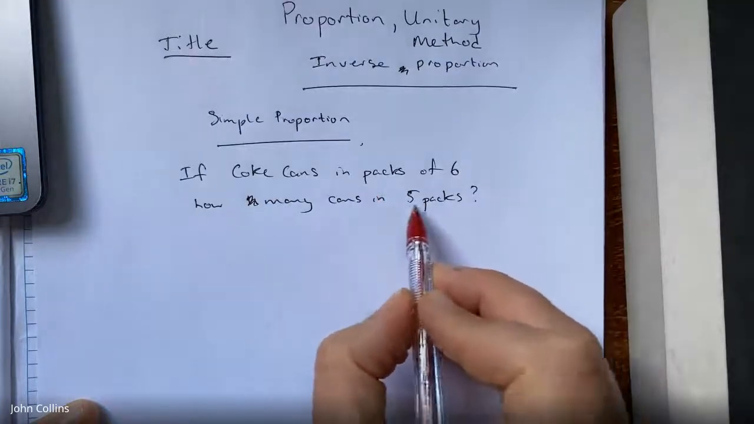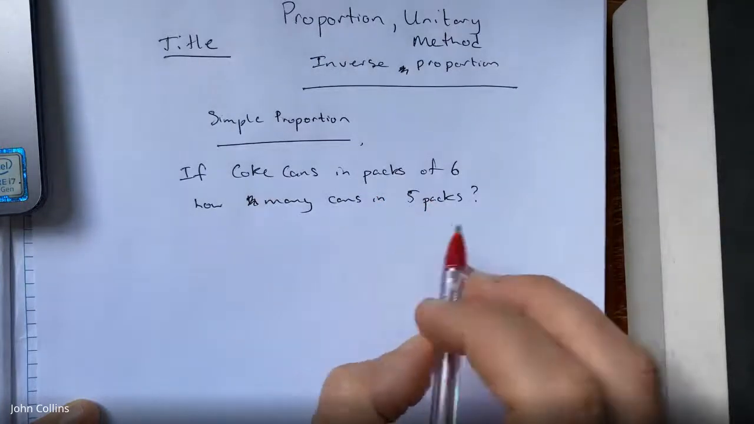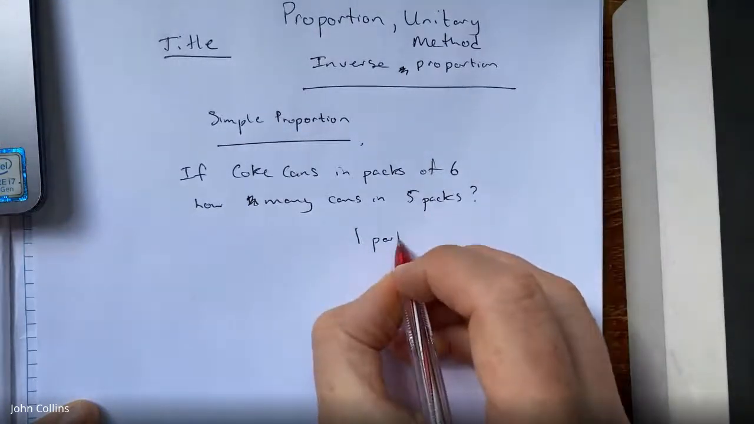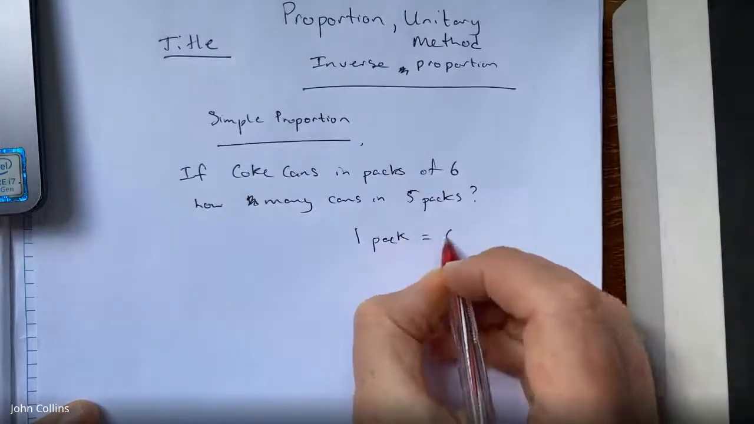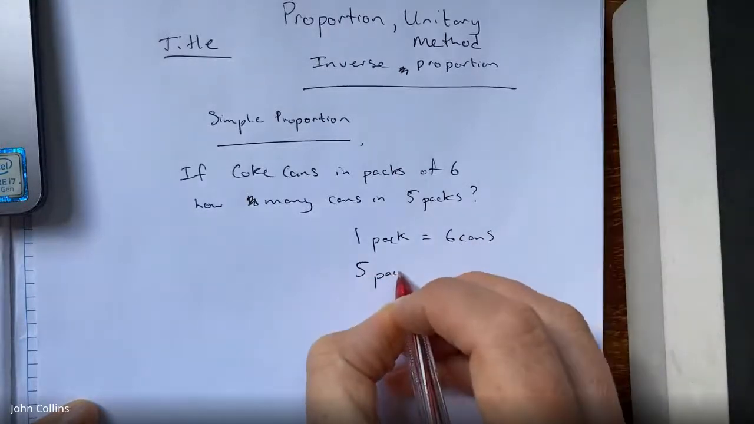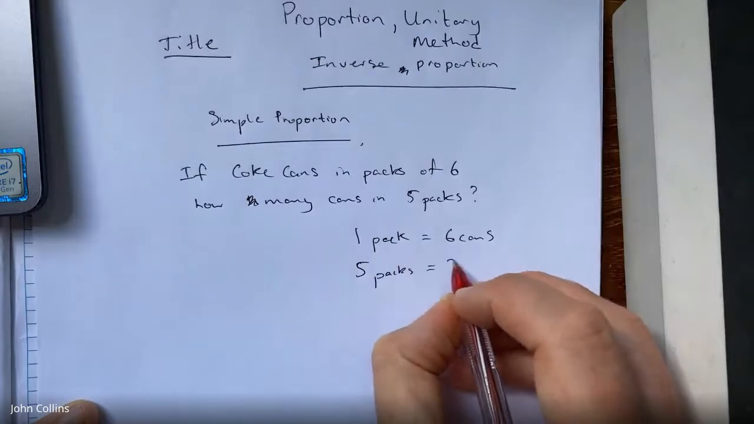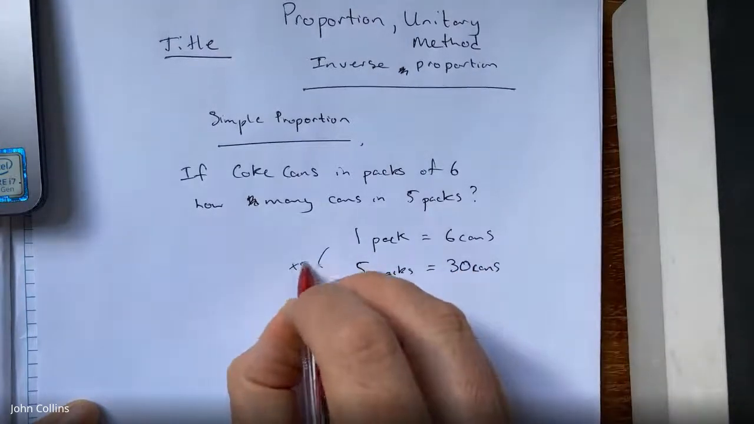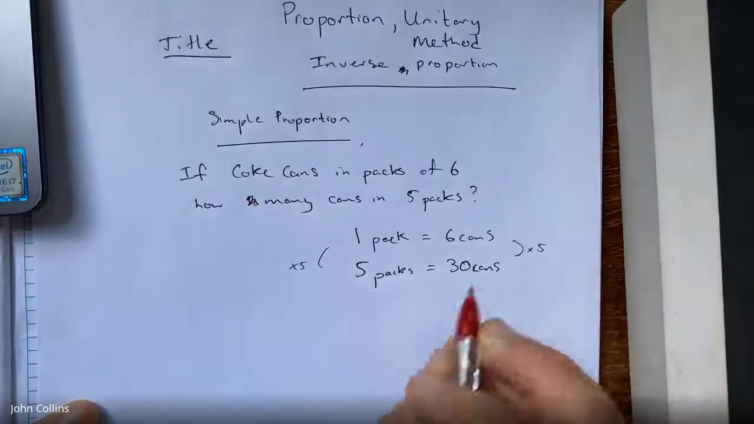So 5 packs of 6 cans, that's going to be, well, 1 pack equals 6 cans. Then 5 packs would be 5 times greater, and that'll be 30 cans. So if you multiply both sides by 5, that'll be one way.